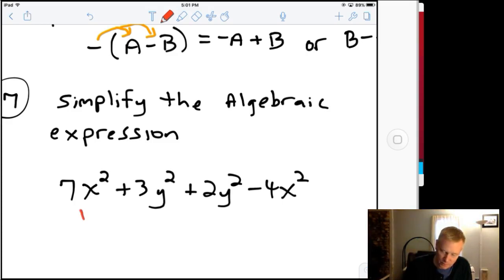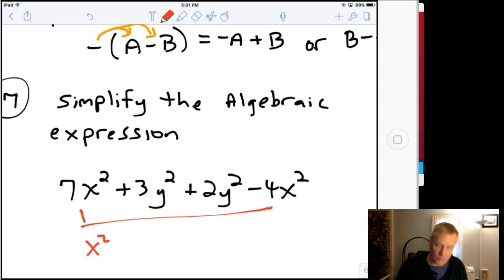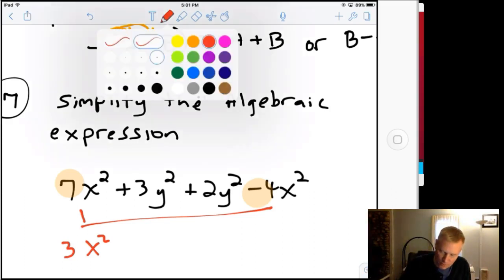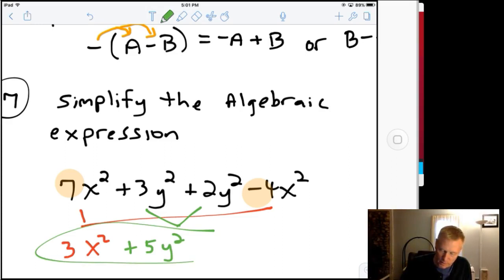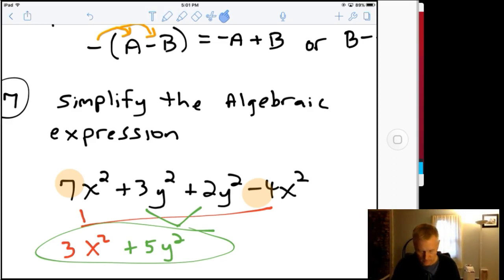So, in this one I can combine 7x squared and negative 4x squared. When I add those two together, I keep the x squared as it is. Don't change the exponents. And then I just take the coefficients and combine them. I got the 7 and the negative 4, and when I add those two things together, I get 3. So I got 3x squareds. Next, I can take the y squareds. 3y squared plus 2y squared is 5y squared. All right. Notice how I didn't add the exponents. That's when you multiply. Try to keep that part straight, please.